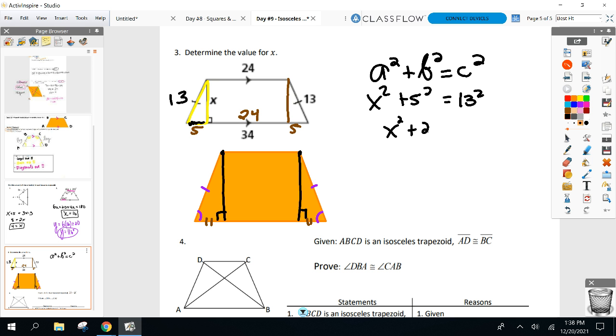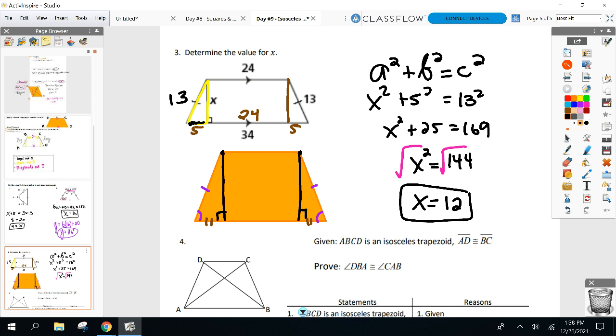So what do we have? x squared plus 25 equals 169. Move the 25 over, equals 144. And look at that, nice perfect square for you. Nothing to break down. X equals 12. So just a reminder, in the trapezoid, you can break it up into a rectangle and two congruent triangles.